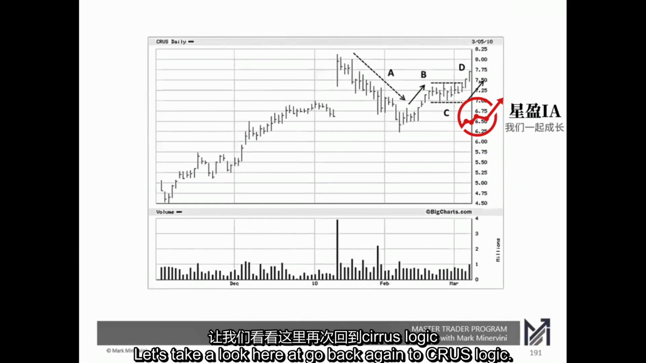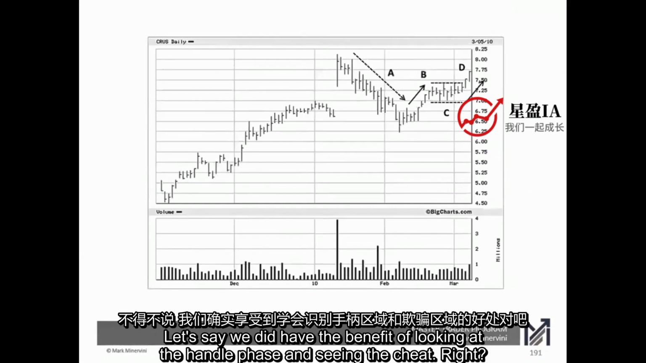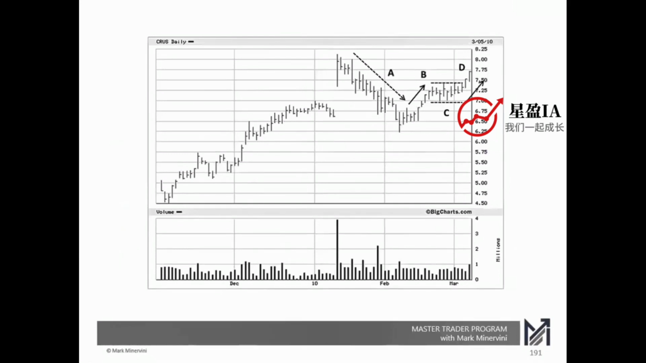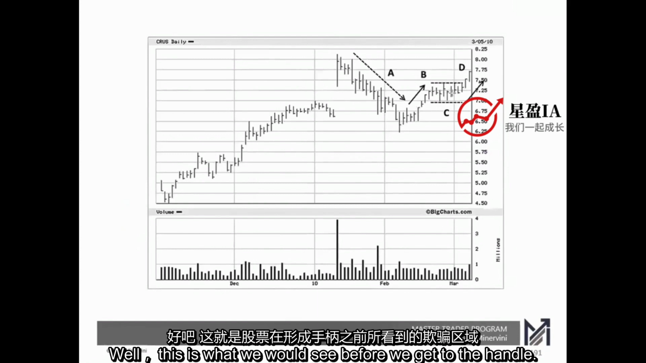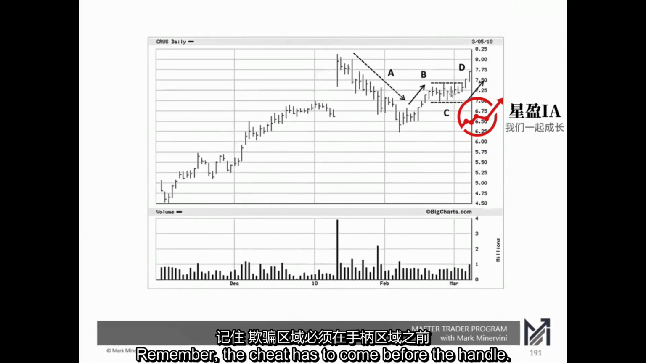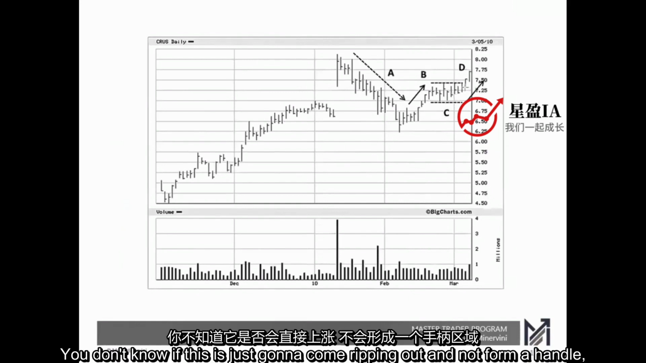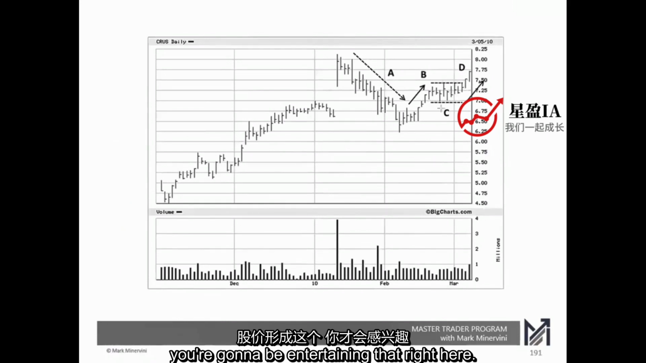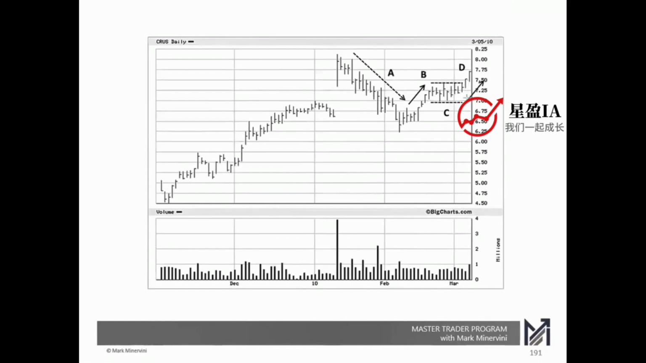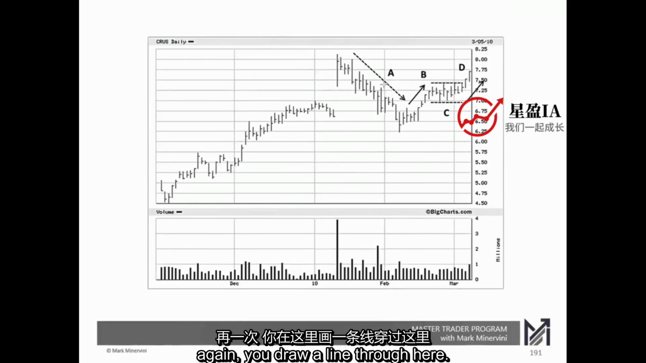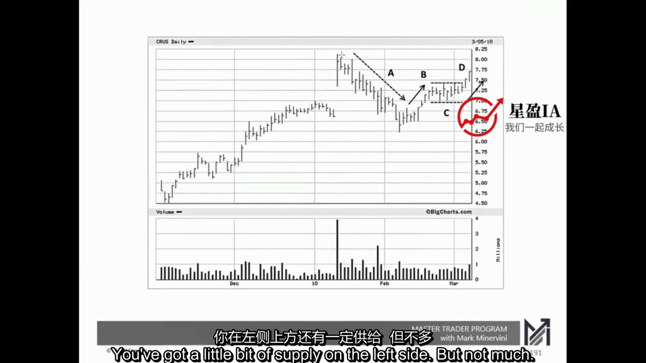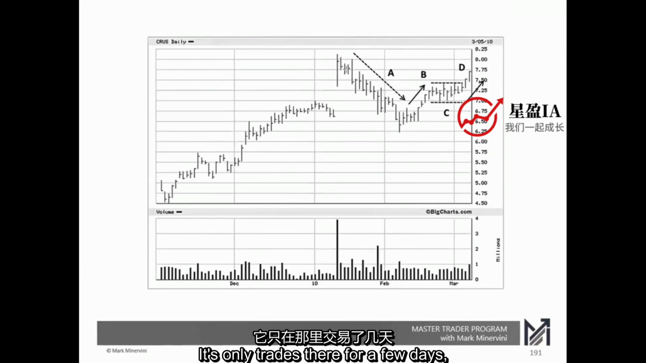Let's take a look here, go back again to Cirrus Logic. So let's say we didn't have the benefit of looking at the handle phase and seeing the cheat, right? Well, this is what we would see before we get to the handle. Remember, the cheat has to come before the handle. You're watching these stocks in real time. So before you ever get to that, you don't know if this is just going to come ripping out and not form a handle. So you're going to be entertaining that right here, and as it comes through the cheat area, again, you draw a line through here. Yeah, you've got a little bit of supply on the left side, but not much. It only trades there for a few days, and the decline is not that great.